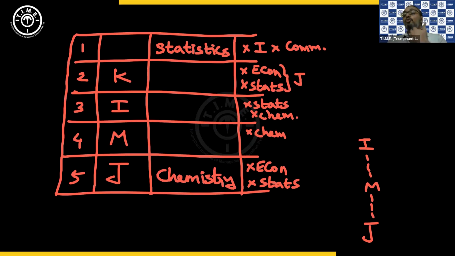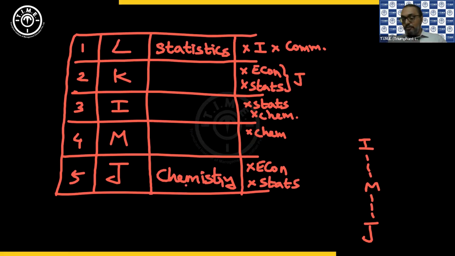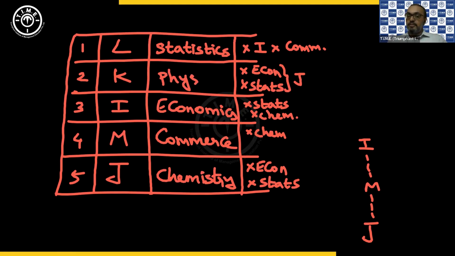So go through data that will help you eliminate necessary information so that you can get your arrangement. And the remaining person you have is L. Okay, then we have the last line, either L or M teaches commerce. Now L is definitely statistics. So I definitely have to give M as commerce. Then we know economics cannot be given for K. So J is going to be economics. And the remaining we have is physics. And that way we get our final arrangement.